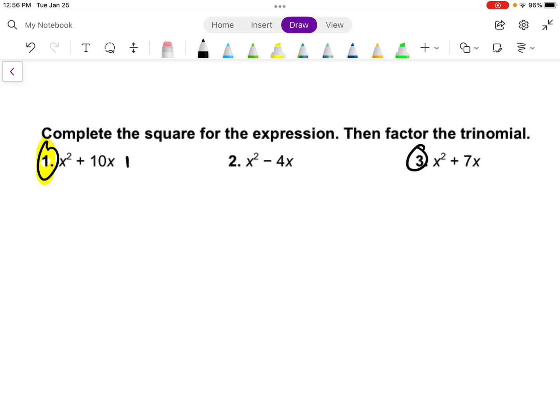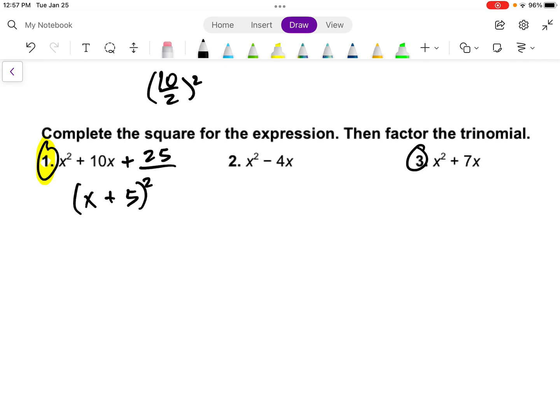All right, so on this first one, if I take half of 10, 10 divided by 2, and square it, that's 5. 5 squared is 25. Okay, and then to factor it, we know it's a perfect square. I square x to get x squared, I square 5 to get 25, and there's a plus.